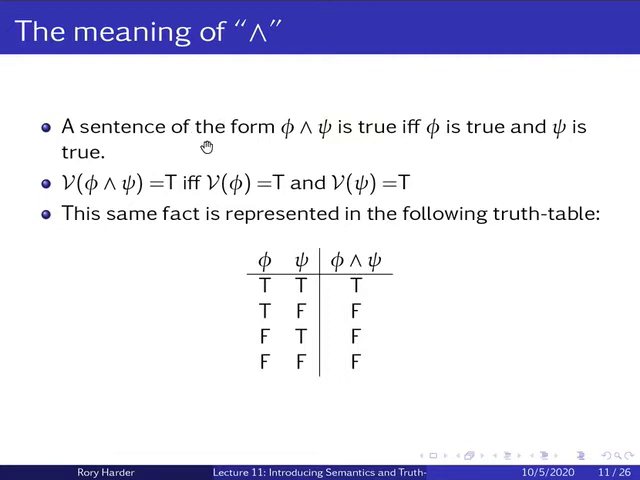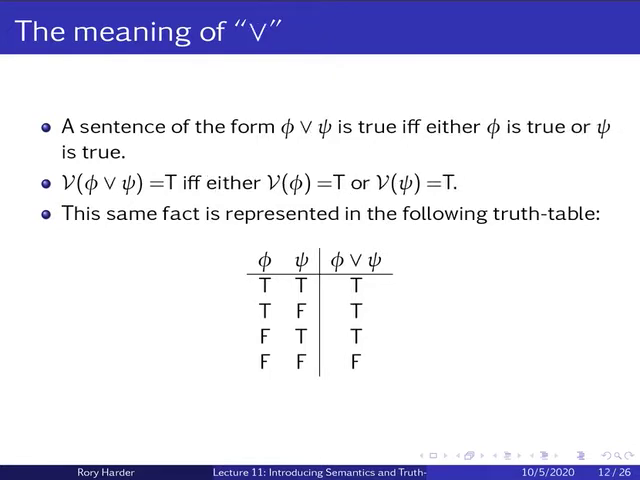So since we said that a sentence of the form phi and psi is true just in case phi is true and psi is true, the only case in which the entire conjunction gets the value true is when both of them are true themselves. And in all of these other cases, we have at least one of them being false, so that in all of these other cases, the entire conjunction gets the value false.